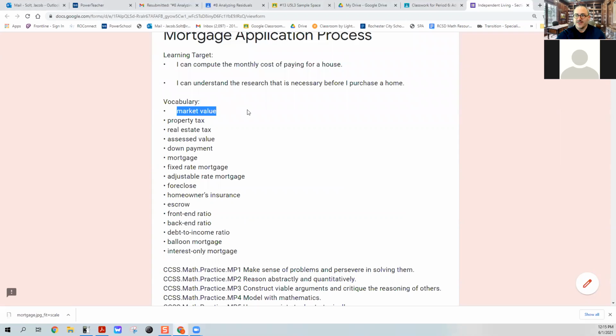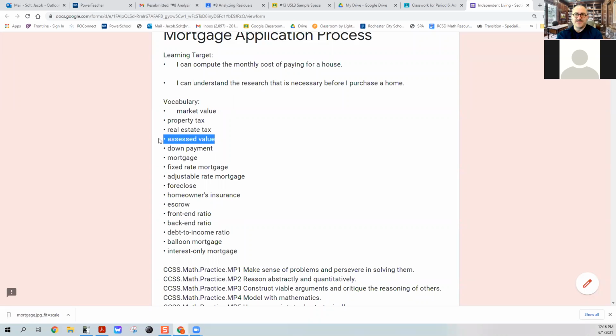We have market value. Market value is the value that the house can actually sell for, the value of the house that the market will actually bear. Someone will actually pay you. That market value is how much money someone will actually pay you for your house. Property tax. Whenever you own land, there are property taxes assessed on this, or nearly always. These go to pay for schools and libraries and police and things like that. Also known as real estate tax.